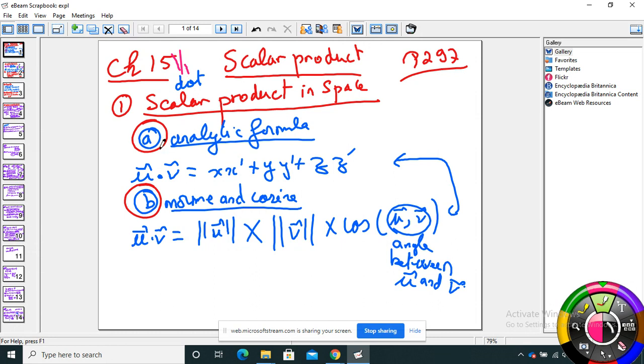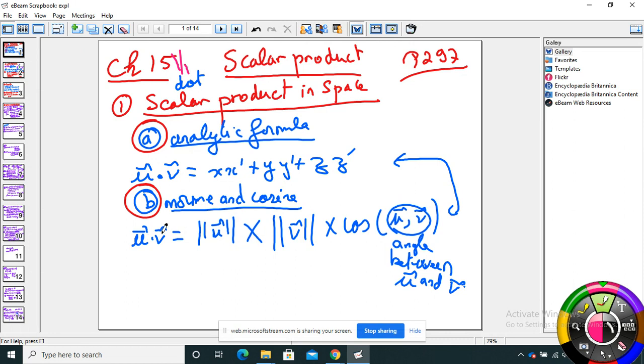So when I say dot product, we have two formulas, analytic formula or norm and cosine formula. U dot V using x and y, x prime plus y y prime plus z z prime. And this one you know from last year, but without that z prime. Okay, norm and cosine, meaning u dot v is magnitude of u times magnitude of v times cosine of the angle between u and v. And we'll combine those two together.